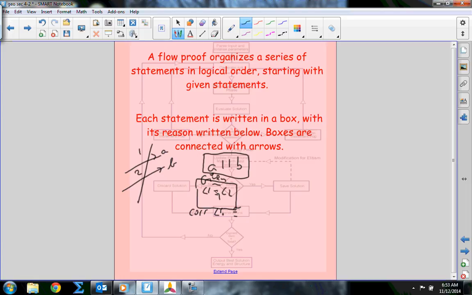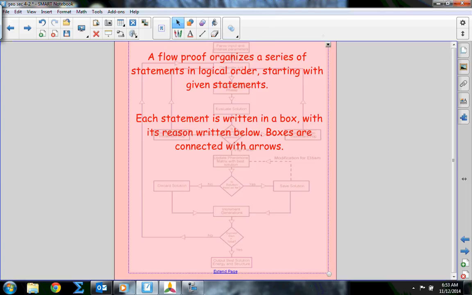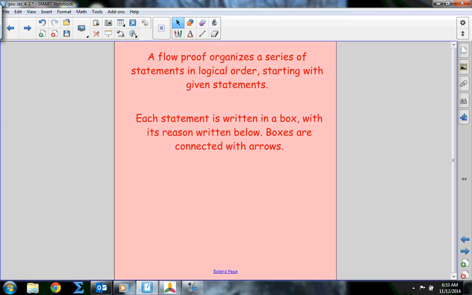So I learned that angle 1 was congruent to angle 2 from A being parallel to B, so I would connect those with an arrow like that. That's the idea of a flow proof. So that picture behind what you see is actually a flow chart, which looks a lot scarier than flow proofs are. So we don't have to worry about that.